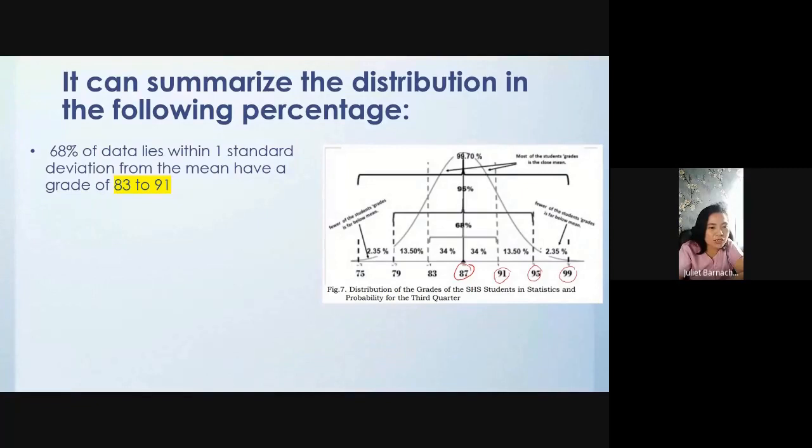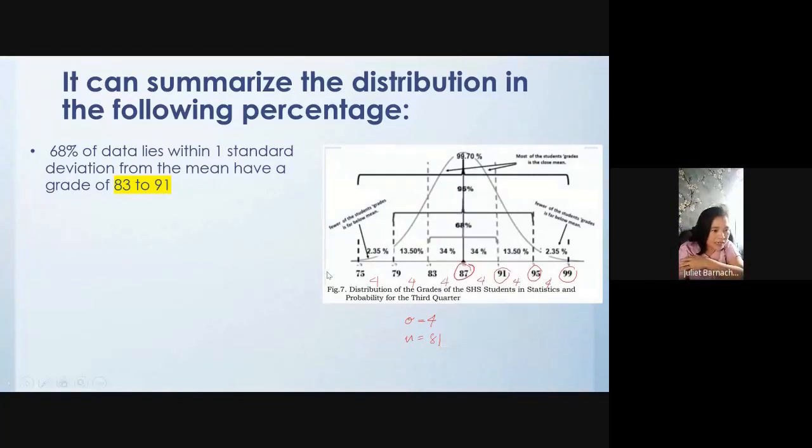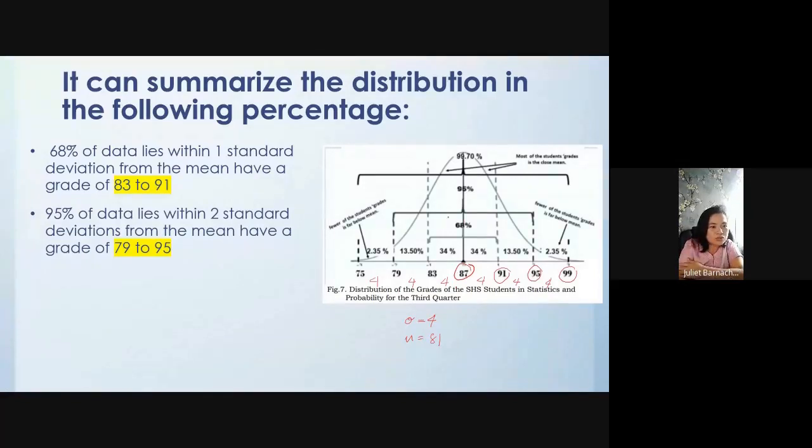Kung papansinin nyo, kung kukunin natin ang difference ng 87 hanggang 91 ay 4. Diba? Kung kukunin din natin ang difference ng 91 hanggang 95, ang difference niya din ay 4 at dito ay 4 din. Sa kabila, 87 minus 83, 4 din yan. So lahat sila, ang differences ng bawat agwat ay 4. So the standard deviation is equal to 4. The mean is equal to 87. So, ano ang score ng nasa 68%? So, ito yun. Ang 68% ay mula negative 1 hanggang 1 at ito ay 83 at 91.